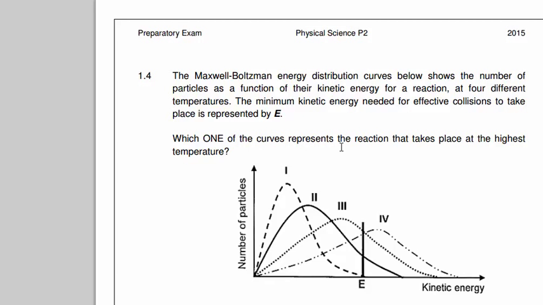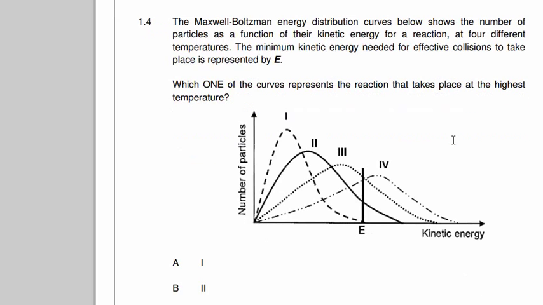Now, which one of the curves represents the reaction that takes place at the highest temperature? So which one here actually represents the reaction that takes place at the highest temperature? 1, 2, 3, or 4? 4, because the area that has the most successful collisions would be represented by that. Okay, so it's not about the height of this curve. The height of this curve just shows that there's more.